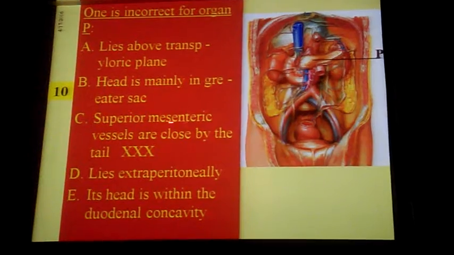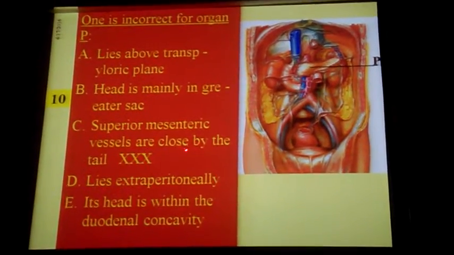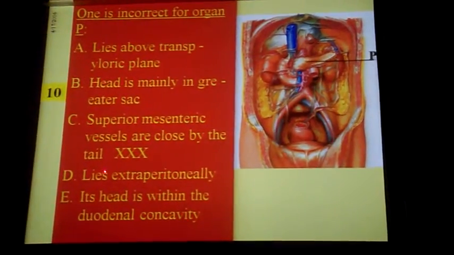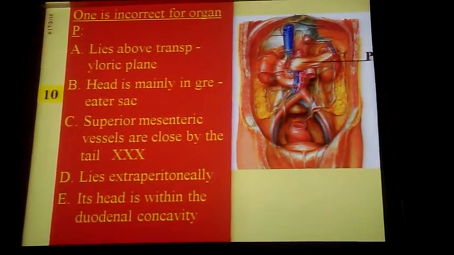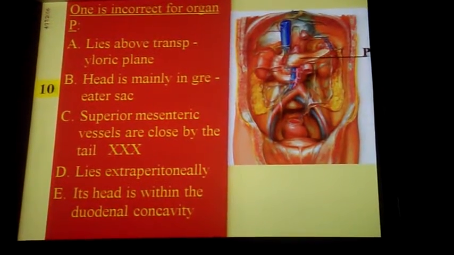Okay. Superior mesenteric vessels are close to the tail. Superior mesenteric vessels are close to the tail. True or false?